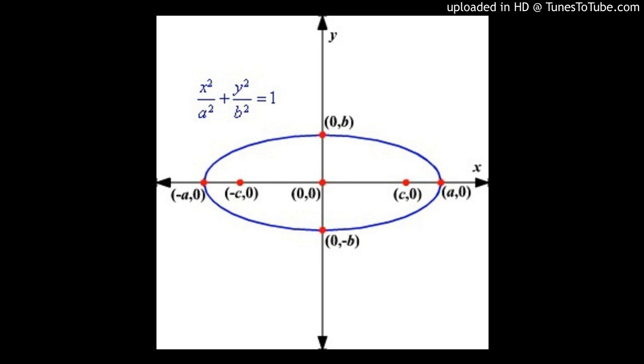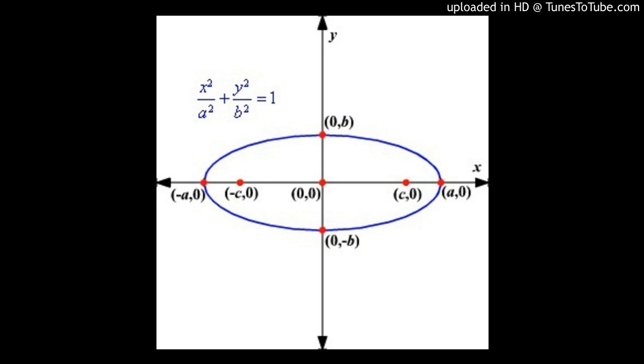In the standard equation of ellipse, a is greater than b. So the distance between A and A dash will be 2a, right? And 2a is called the major axis, 2b is called the minor axis. If you consider just small a, it is the semi-major axis, small b is the semi-minor axis, like this.